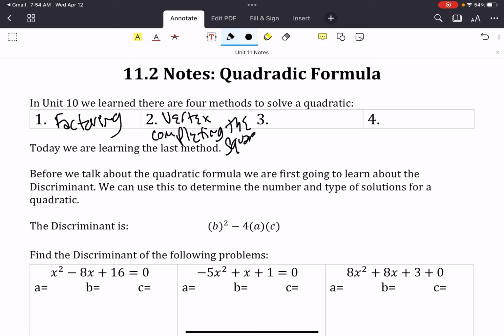The third one was like your favorite one. It was easy. The box method is the factoring. I love if you think that one's easy. It's good. That's what we're doing today. It's called taking square roots.